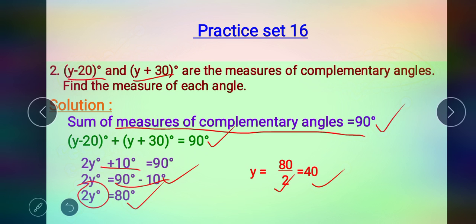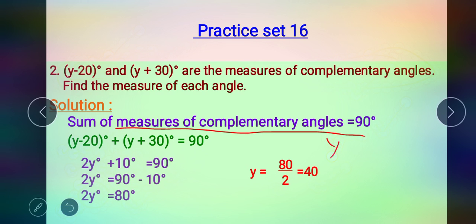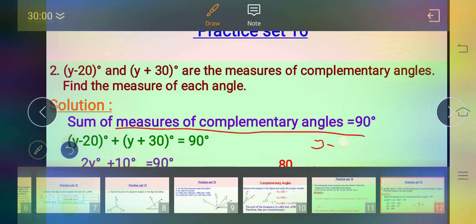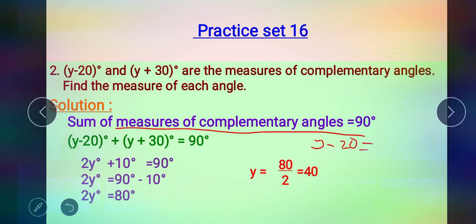Students, once we get the y value 40, we can easily find the measures of the angles. Our first angle is y minus 20, which will be equal to 40 minus 20, that is 20 degrees. So the first value we got is 20 degrees.